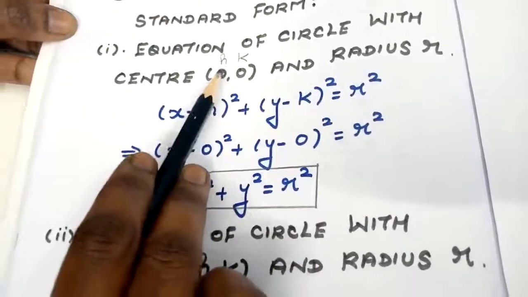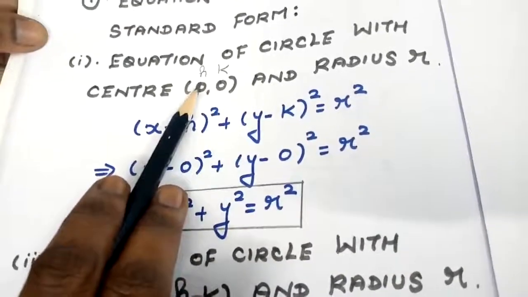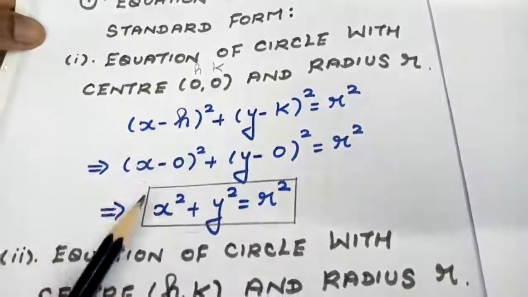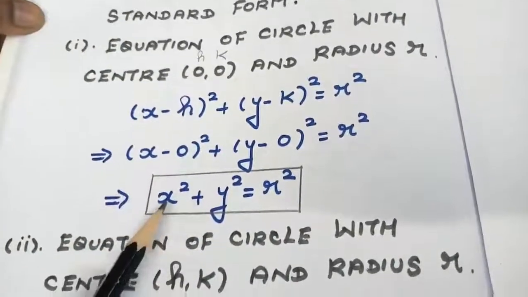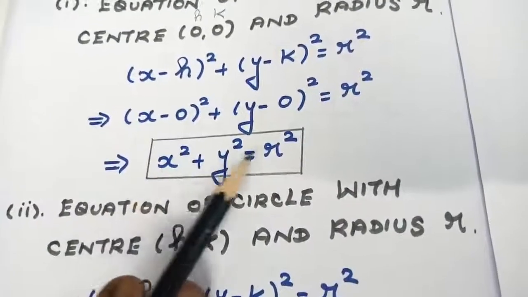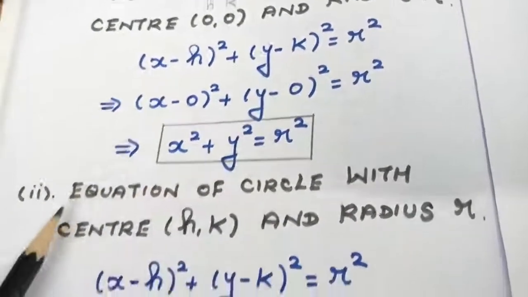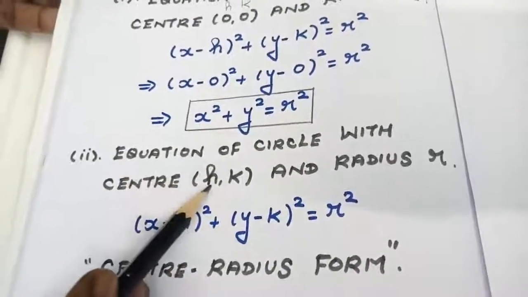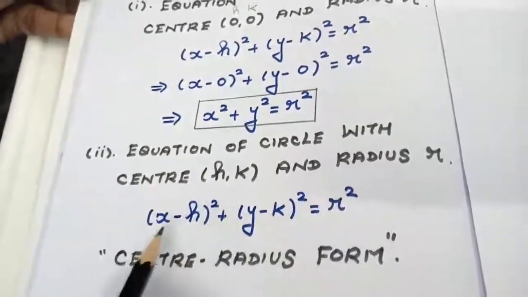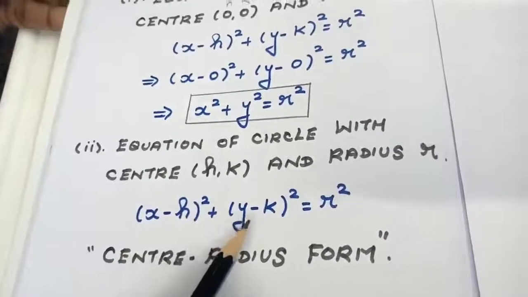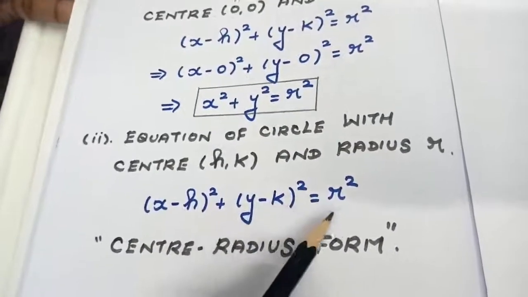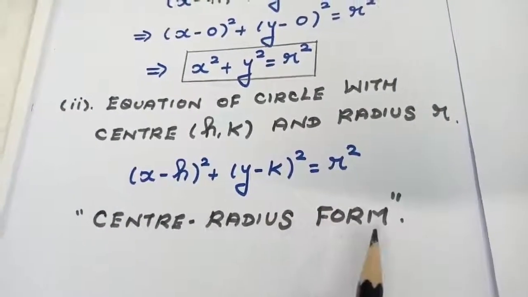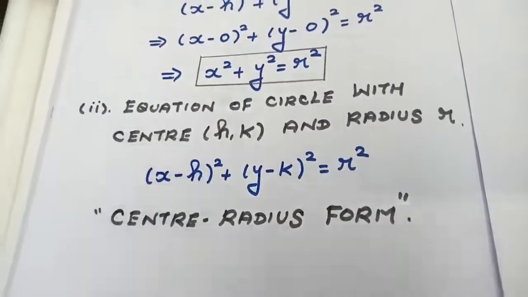Center is always denoted by h comma k. H belongs to x axis and k belongs to y axis. Substitute the value, you will be getting the equation like this, x square plus y square equal to r square. The second one in standard form is equation of circle with center h comma k and radius r: x minus h the whole square plus y minus k the whole square equal to r square. This is also known as center radius form of the circle.